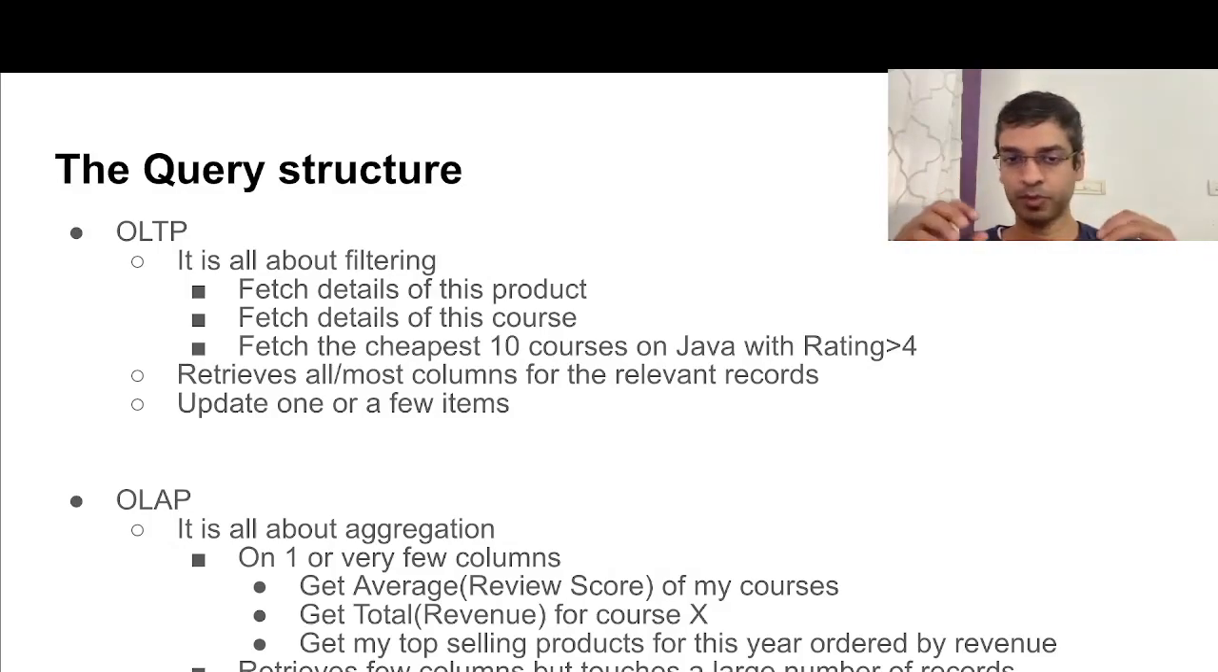Look at OLAP. It's completely different query structure that you're going to have, right? I want to get the average review score of my courses. Now, what does that mean? There is a column called review score, and all I'm going to do is just do a summation, divide by count, get my average. Do I care about other attributes of my course? Not really. I want to get total revenue for course X. Again, all that means is that look at the transaction table and just look at the revenue column, and then just read the revenue column and do a total on that.